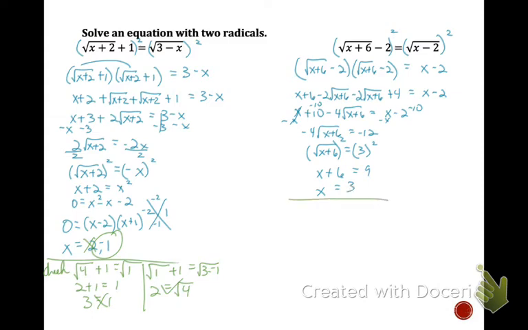So our potential answer is just x equals 3. So let's go all the way back to the original problem and plug it in for x. So we get the square root of 9 minus 2 equals the square root of 1. 3 minus 2 equals 1. And yes, that's a true statement.